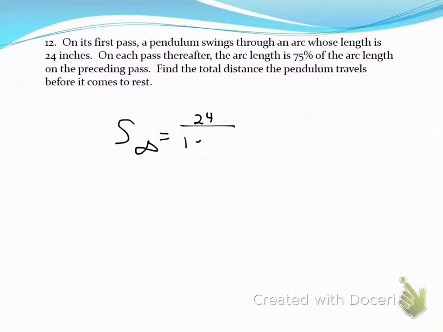So 1 minus 3/4 is 1/4, and 24 divided by 1/4 is 24 times 4, which would be 96. So in this case, it'd be 96 inches. What do you guys think? Okay?